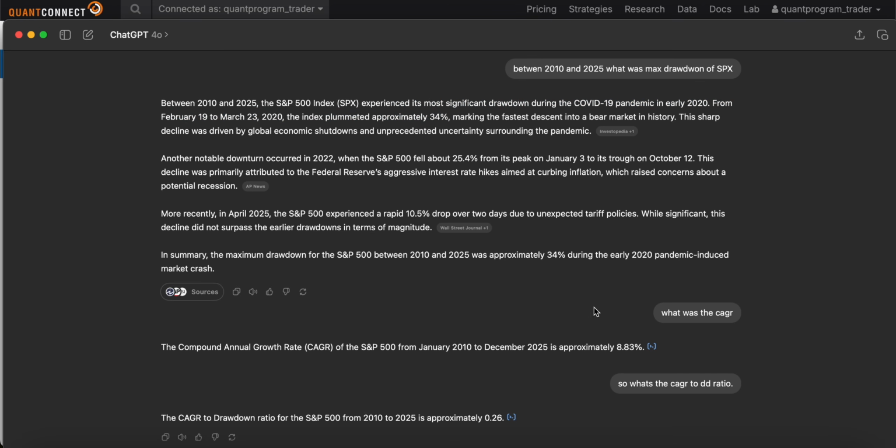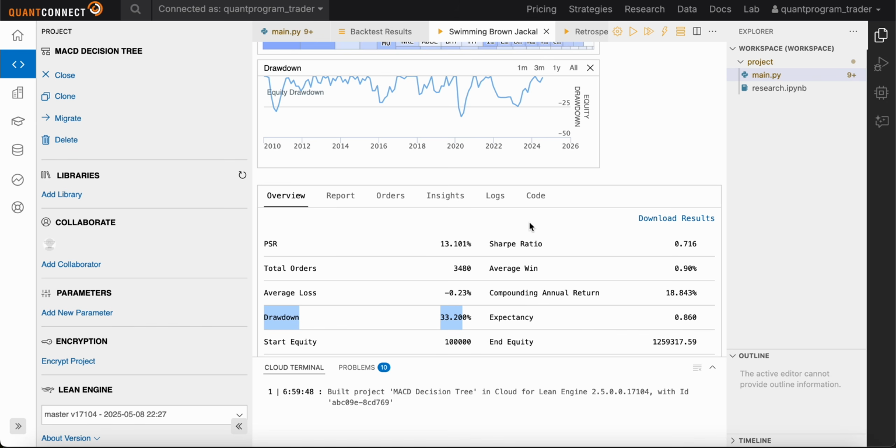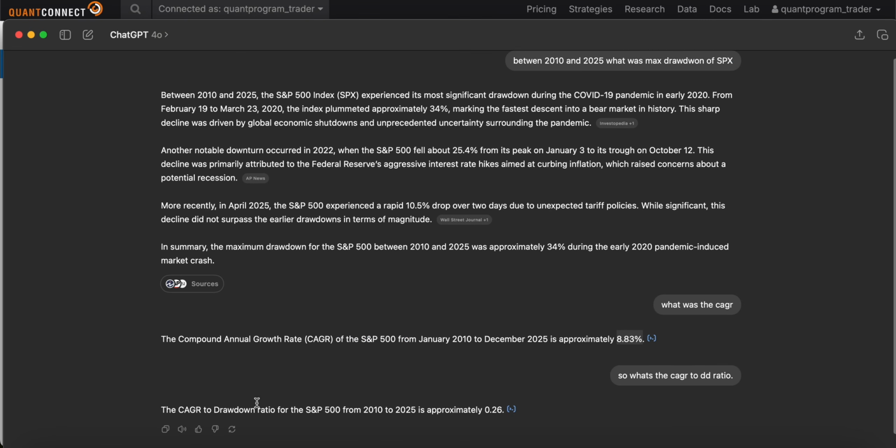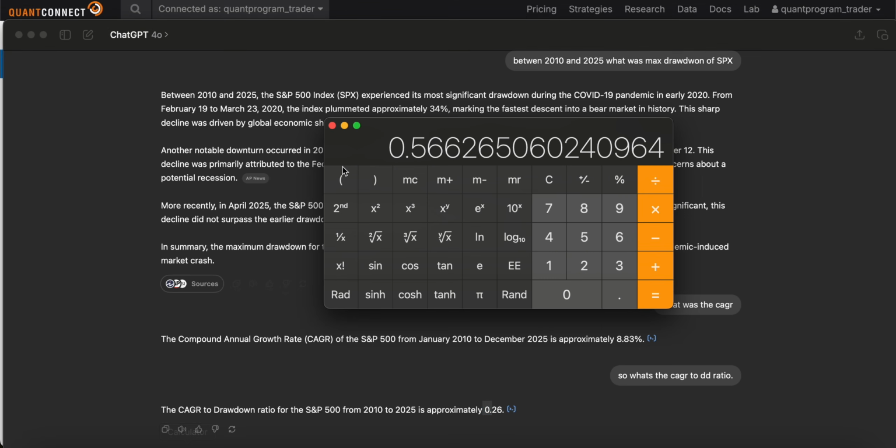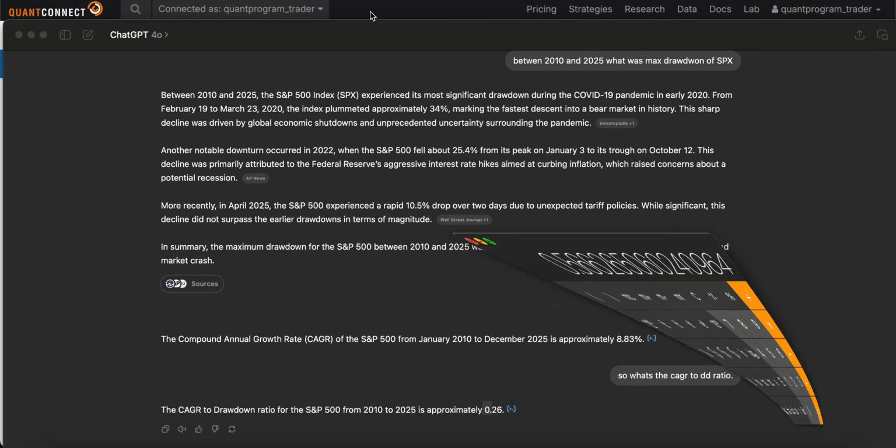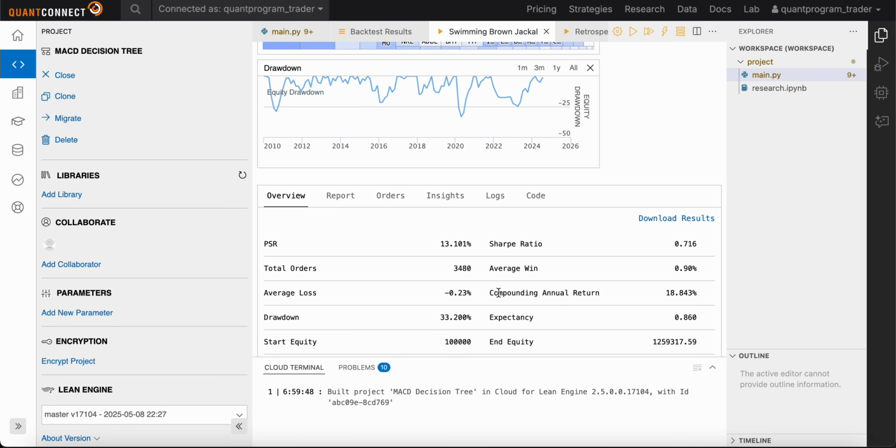But when it comes to return, the CAGR, the S&P 500 was 8.83%, but our strategy had about 18% CAGR. That is huge. That is spectacular, to be honest. If you are comparing it by CAGR to drawdown ratio, the S&P 500 between 2010 and 2025 is approximately 0.26, but on the other hand, our strategy was 0.56. So from the perspective of a pure return to drawdown ratio, we have succeeded. From the perspective of pure CAGR, we have succeeded tremendously at 18.84%.